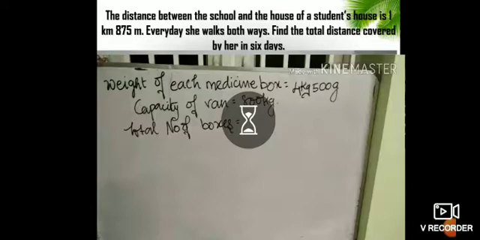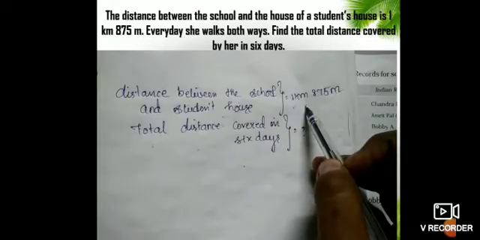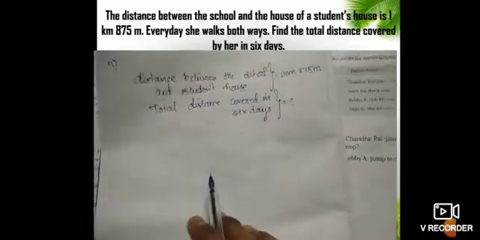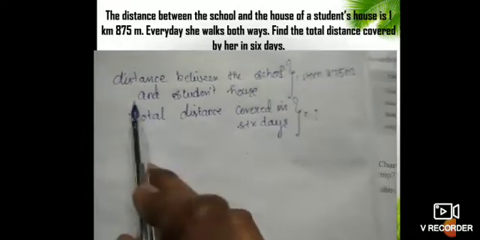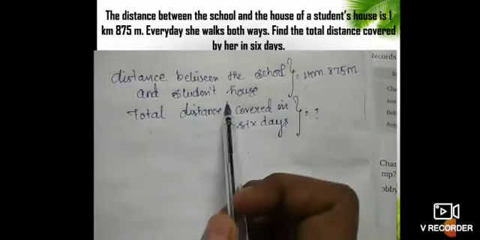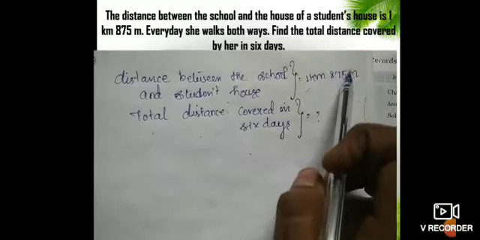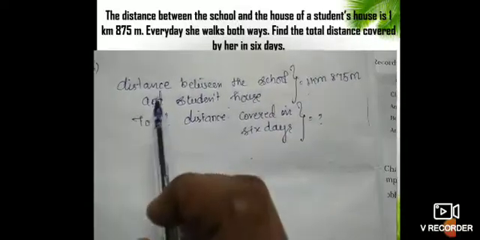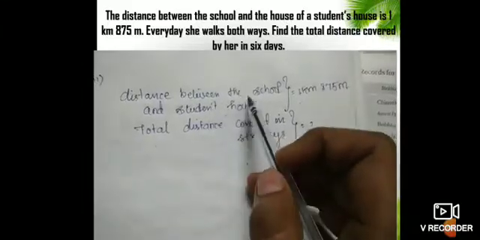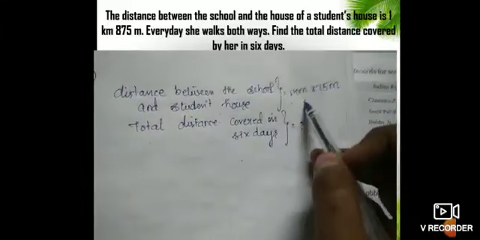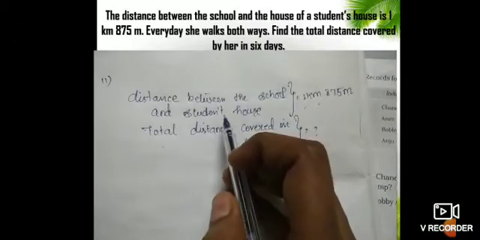The distance between the school and the student's house is 1 kilometer 875 meter. So every day she walks. Let us see the solution for this problem. So what is the given data, children? Distance between the school and student's house, that is 1 kilometer 875 meter. And what is the distance between student's house and the school? Yes, it is also 1 kilometer 875 meter.